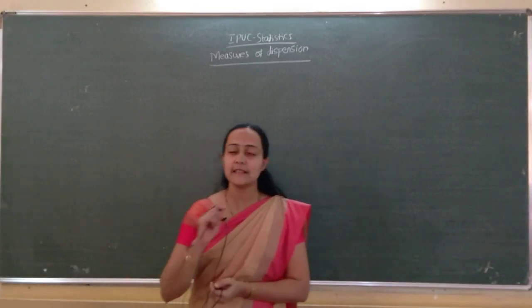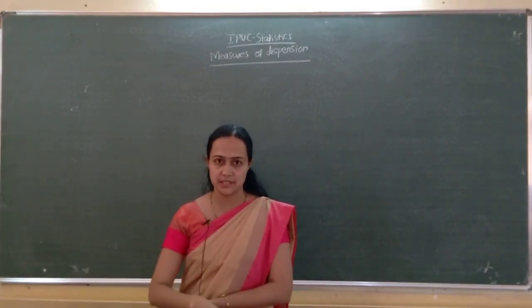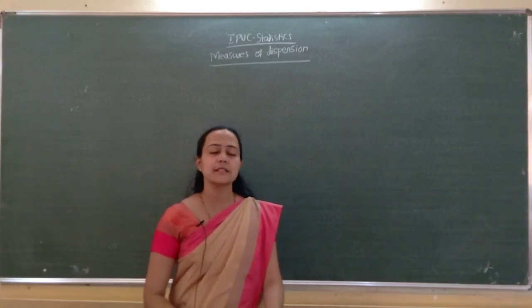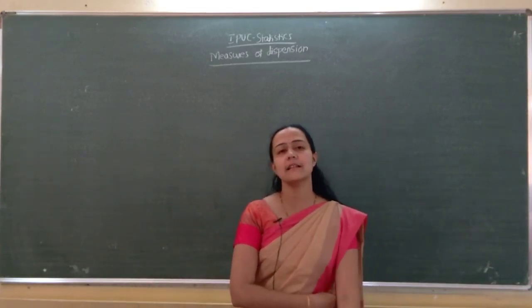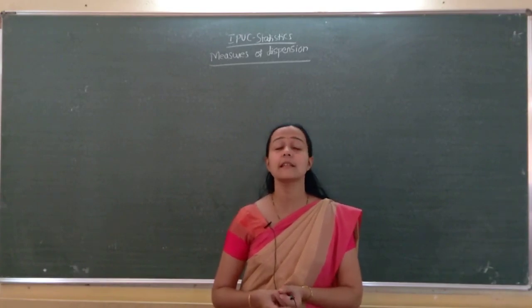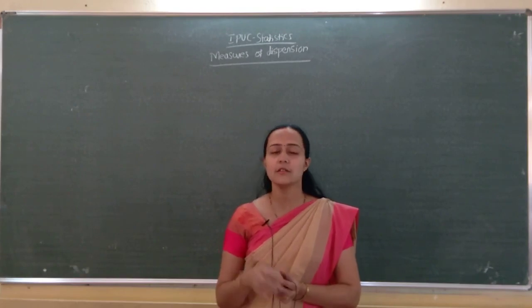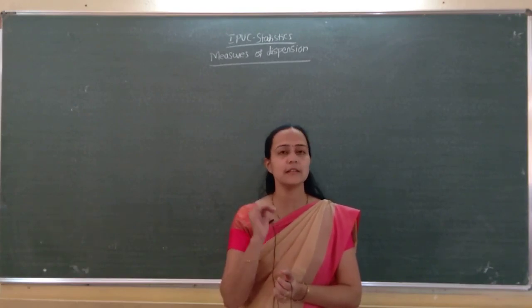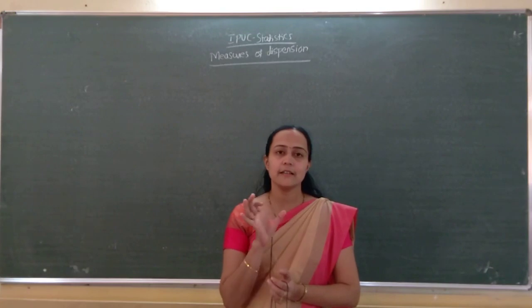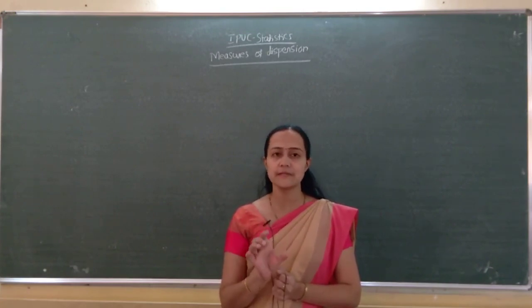Namaste dear students. In the last few classes we were discussing measures of dispersion, isn't it? In the measures of dispersion we came to the last portion, that is the coefficient of variation. The relative measure of standard deviation is the coefficient of variation. So sigma by x bar is called the relative measure of dispersion, the relative measure of standard deviation.